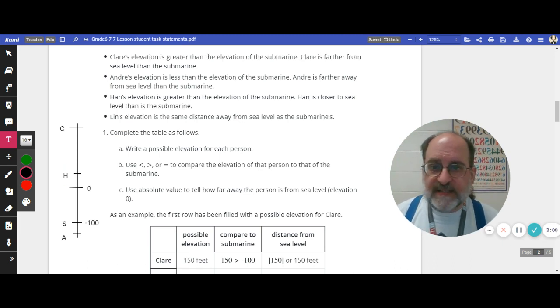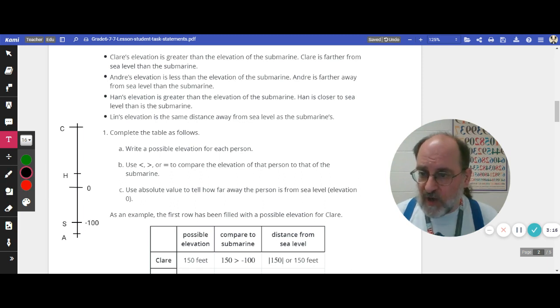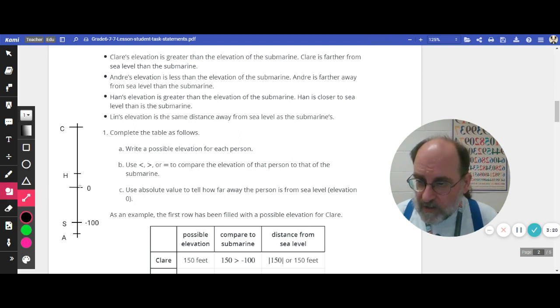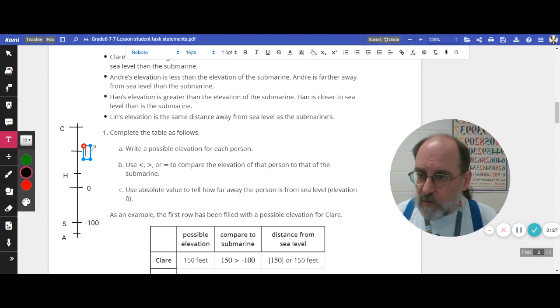Lynn's elevation is the same distance away from sea level as the submarine's. So that distance is 100. So I would like to draw a line above here. If I can do a good job here, I want that distance and that distance to be about the same. So this should be 100. And this is where Lynn is.